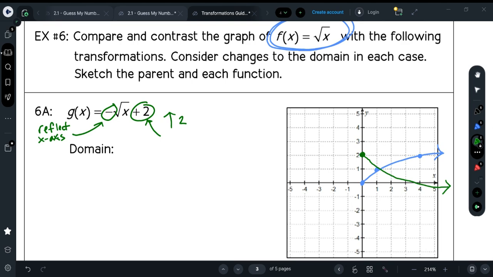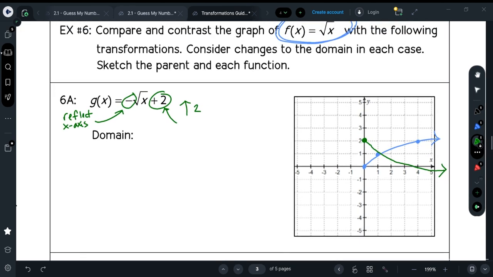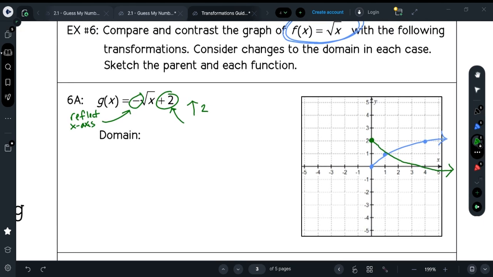Okay. So we've got the graph sketched of the parent function and g of x. Oh, it also says this. Okay, consider changes to the domain in each case. All right, well, what do you think? Does the domain change here? And just a reminder, domain is all x values of the function.